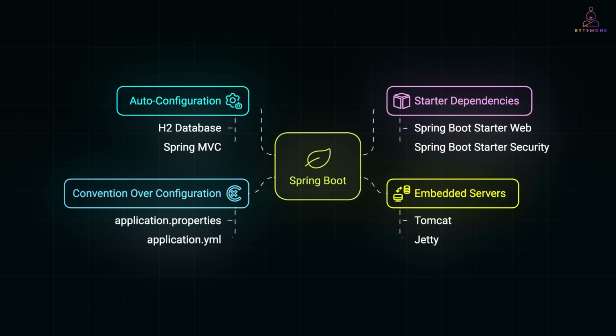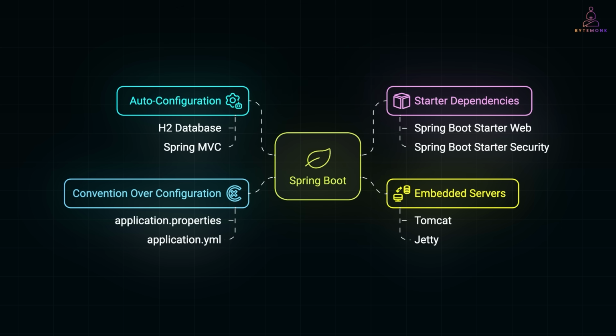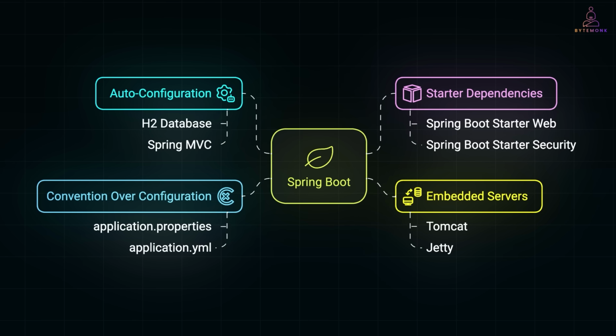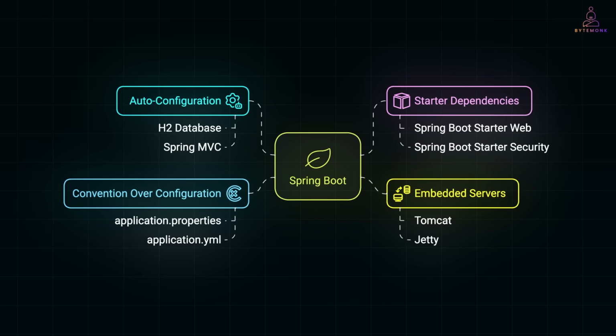Spring Boot is essentially a toolkit on top of Spring that embraces convention over configuration. Its goal is to let you start coding features immediately, with Spring Boot handling the setup and configuration for you. Spring Boot has this magical feature called auto configuration. It looks at the libraries you have added and configures things for you automatically.